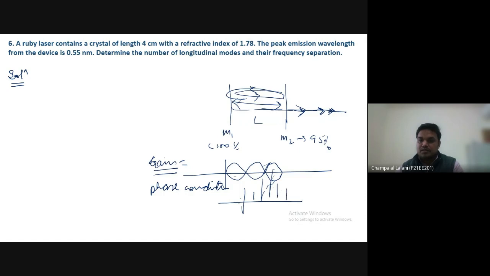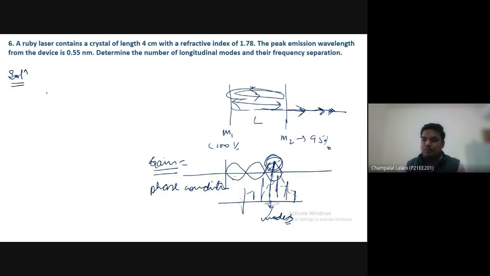These are known as modes. Ideally there should be only one mode coming out of the laser, but practically making a single mode out of the laser is not possible. So multiple modes are coming out of the laser. These are the modes of the laser.